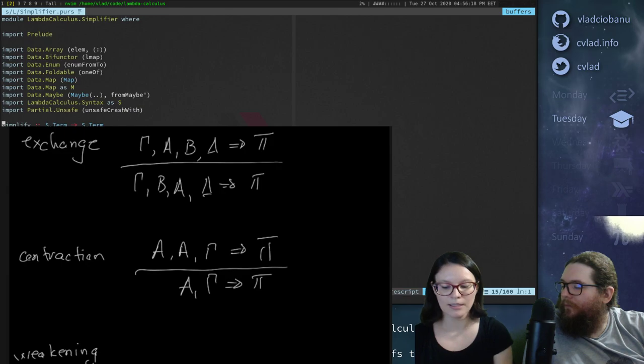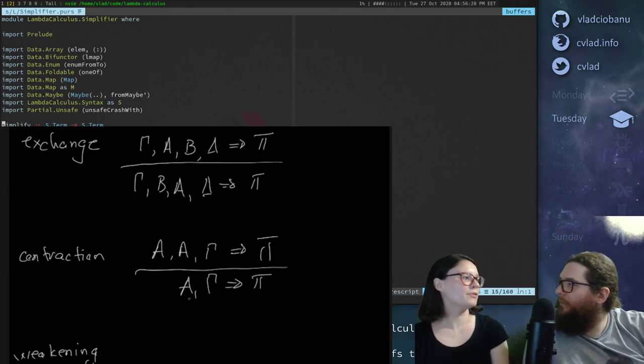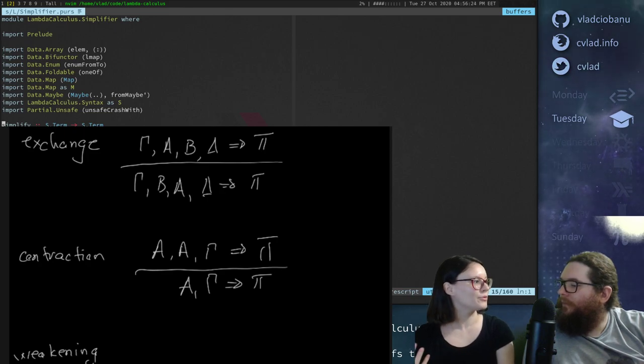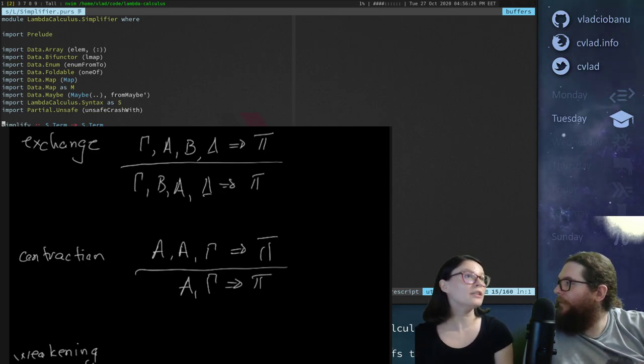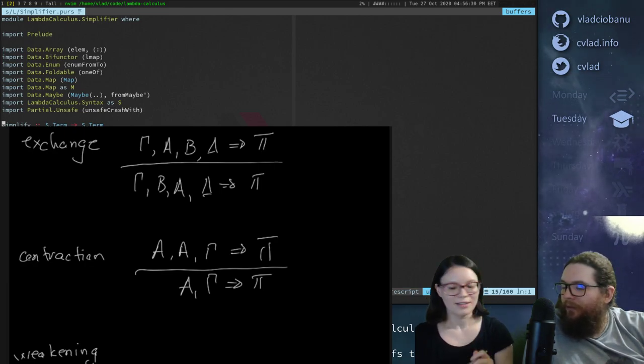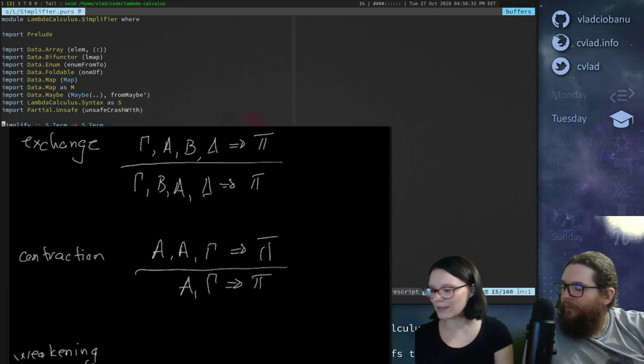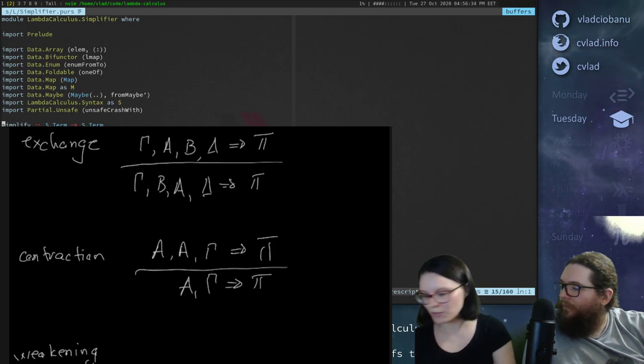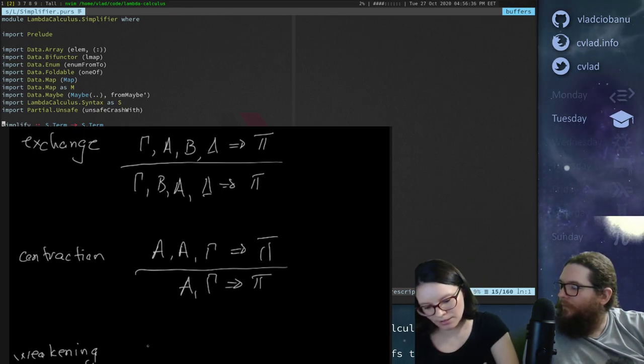Again, this rule creates a problem if you want to have an algorithm, because you don't know how many times you want to use it. If you have it, I will show you an example. So this rule creates a problem, and then the last rule is weakening, which basically says that, okay, I write it like this.